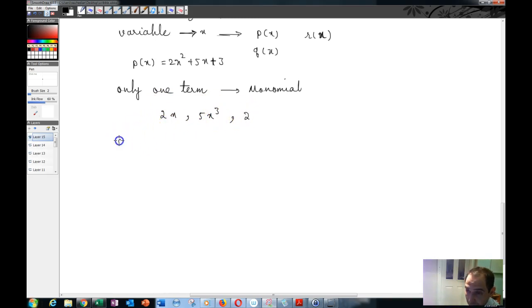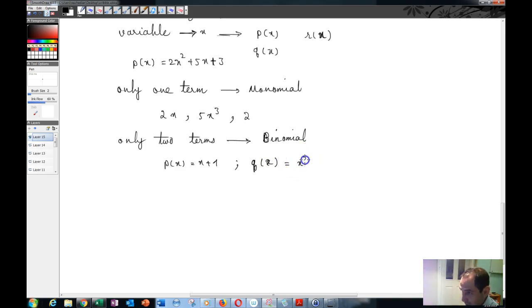If a polynomial has only two terms, then that polynomial is basically called a binomial. Only two terms, meaning that, for example, let's say that you have x plus 1. Let's say that p of x is equal to x plus 1. Or let's say that, for example, q of x is equal to x squared minus x. These are called binomials.